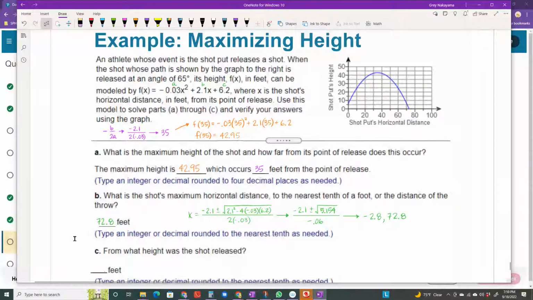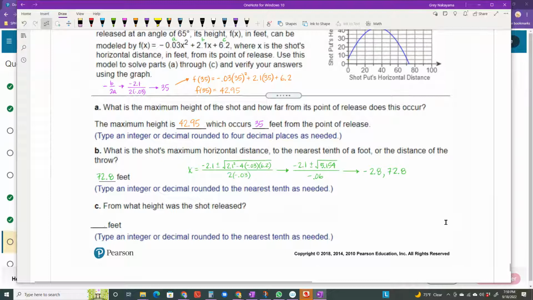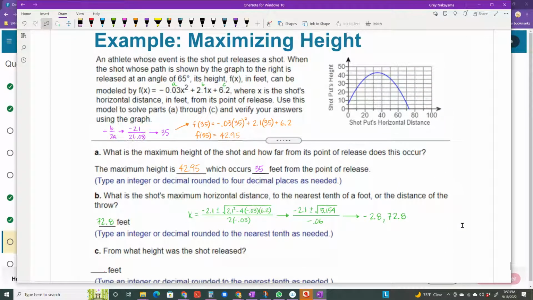It does say, from what height was the shot released? Well, it was released right here, y'all. So the answer to that is some number less than 10, and I hope you're telling me and know that this is the y-intercept of my graph. So from what height it was released means I want to know when x was 0, and x is 0 at the y-intercept. In this case, it's C, so my answer is 6.2.